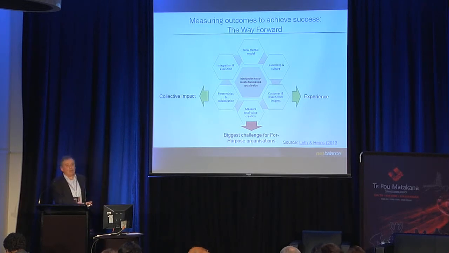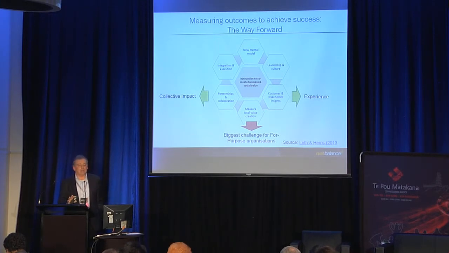You need a new mental model. You're already thinking differently to the way you were thinking before, which is fantastic. There's also strong evidence in this room that you've got strong leadership and culture within your organizations. You're looking to engage through your work with clients in terms of understanding their lives. You're looking to integrate and execute how you do things collaboratively. You're working in partnerships and collaboration. And then all you need to do is measure, and then I think you'll have achieved your goal of being sustainable organizations financially and delivering real social impact and social change.